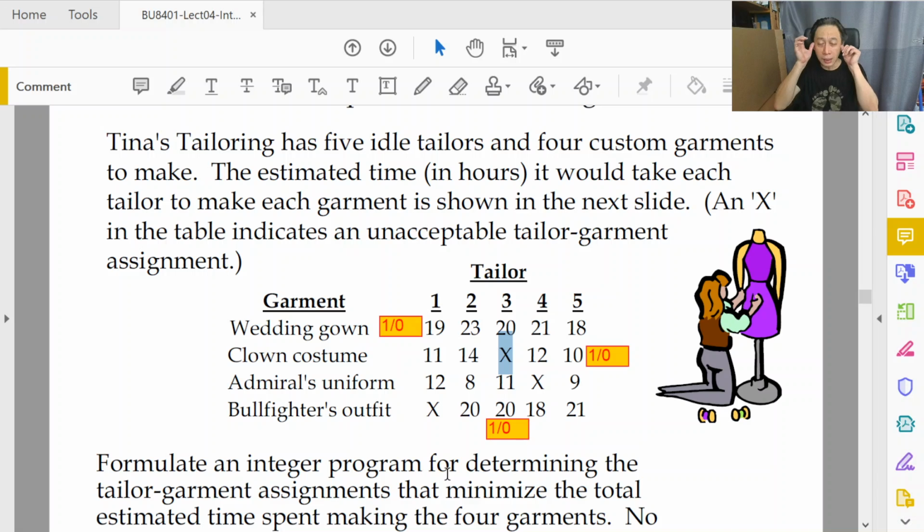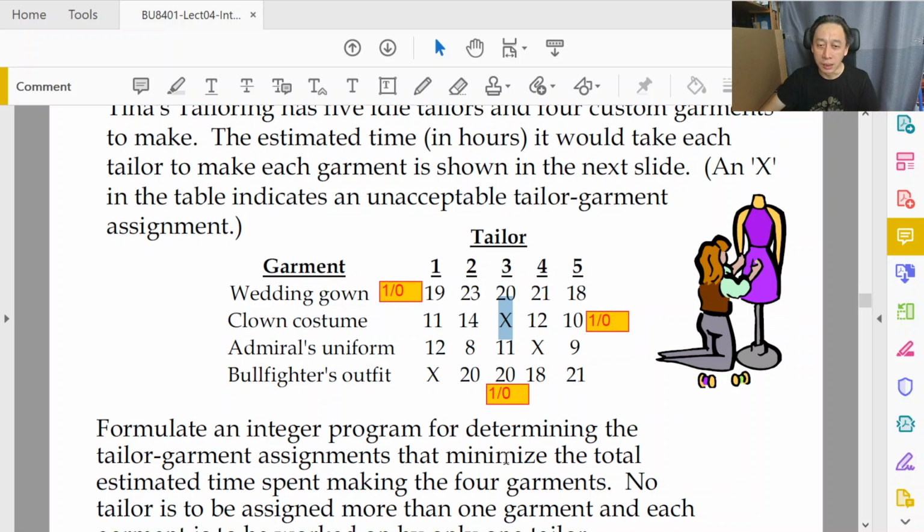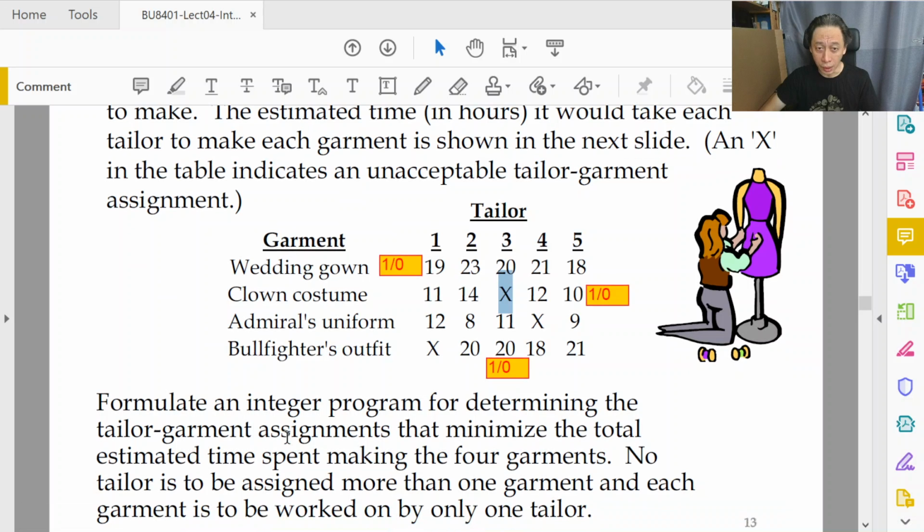All right, so here you see that we spent some time thinking about what the decision variables are and how we define them, right? But actually, it's not that complicated. For the rest of the constraints, it is just to follow what the tailor shop owner or the situation entails. Let's look at the description here. Formulate a program model to determine the assignments that minimize the total estimated time spent. The total estimated time spent. Now, that means adding up the total times, right?